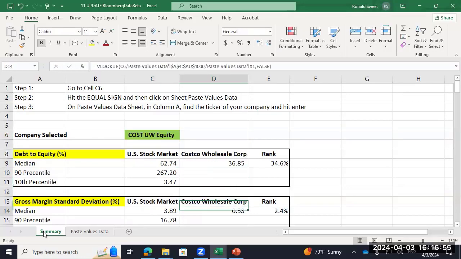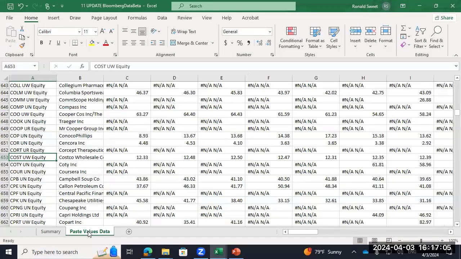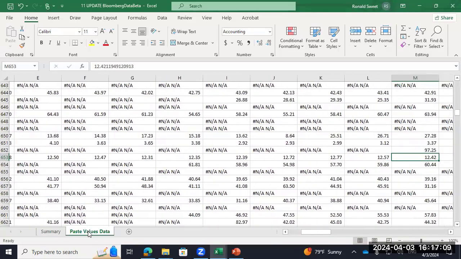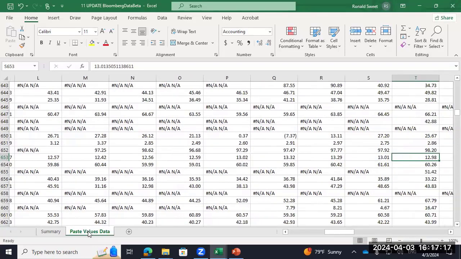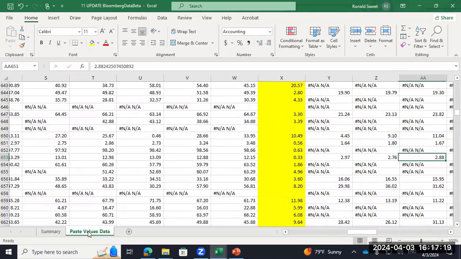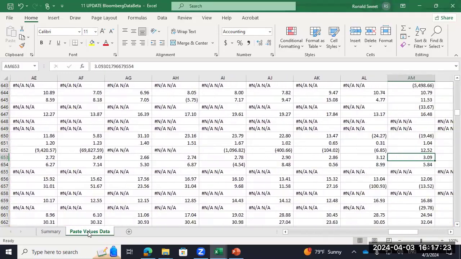Pretty average debt, but look at their margin standard deviation. Extremely predictable margins. Very, very stable margins. Very predictable firm, and you can actually see it in the numbers. You look at their gross margins, 12, 12 and a half, 12 and a half, just very predictable. If you were forecasting the firm, Costco would be a really easy firm to forecast. They're very stable in their margins. Their net margins are just ridiculously stable at 3% over and over again.